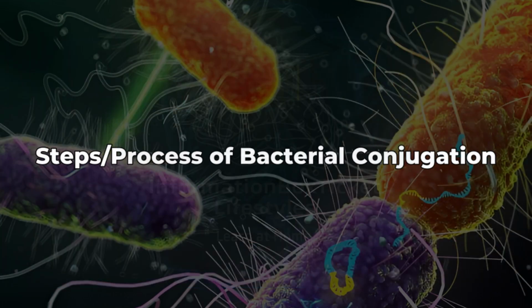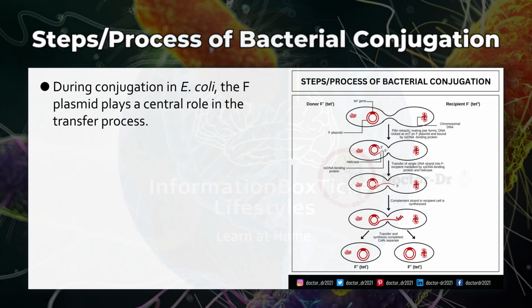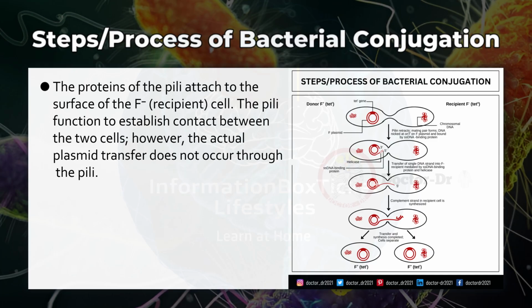Steps, process of bacterial conjugation. During conjugation in Escherichia coli, the F plasmid plays a central role in the transfer process. The F plasmid carries the TRA locus, which includes the pilin gene, along with regulatory proteins responsible for producing pili on the surface of the F+ donor cell. The proteins of the pili attach to the surface of the F- recipient cell. The pili function to establish contact between the 2 cells. However, the actual plasmid transfer does not occur through the pili.